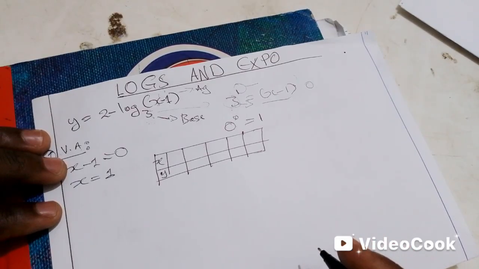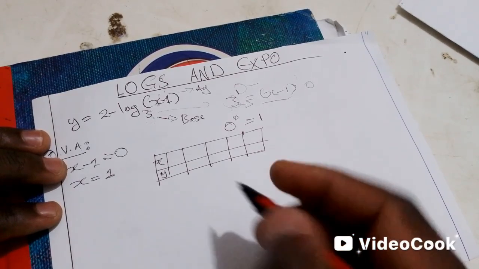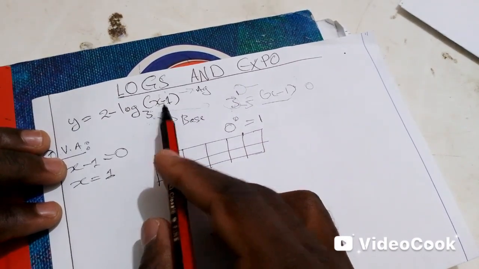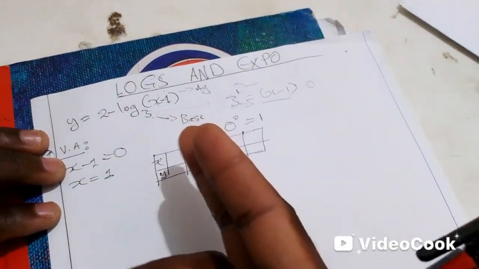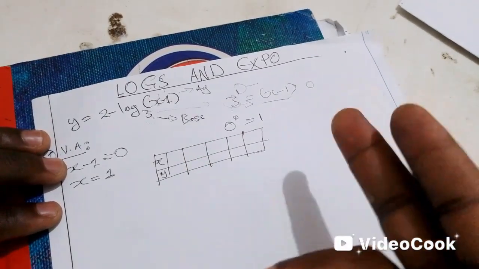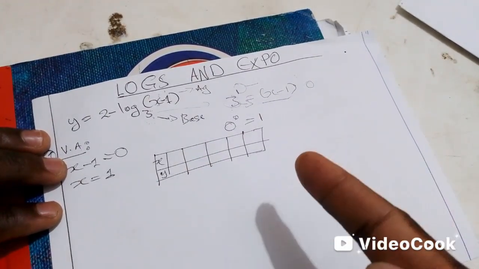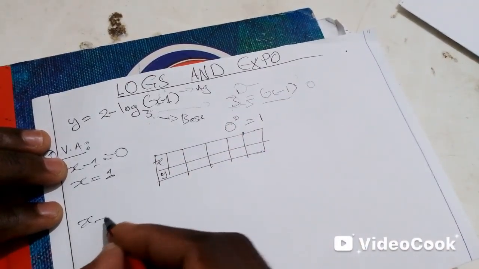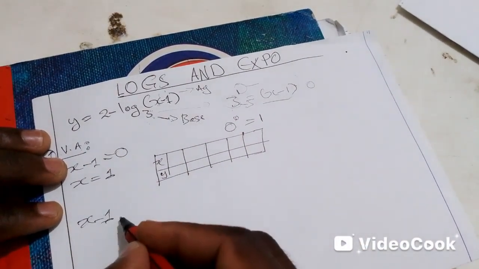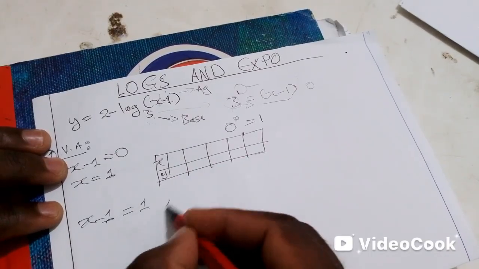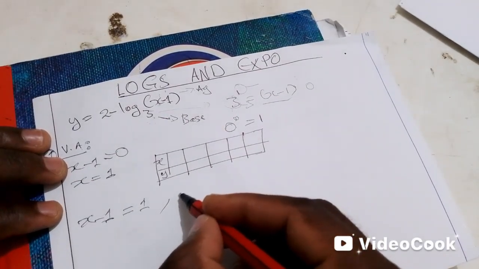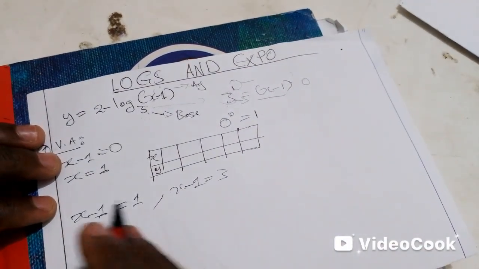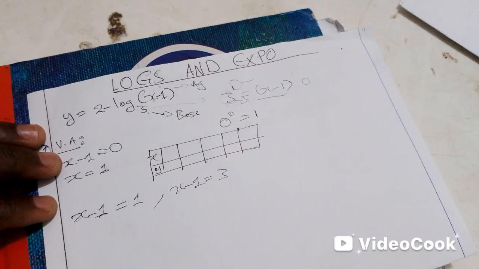So to just guess properly, we're going to equate our argument to 1, and again equate the same argument to the base. The base, don't forget, is 3. So the argument is x minus 1. We're going to equate it to 1. Again, the same argument, we're going to equate it to the base. Then we solve for x, and then we replace where the x is.